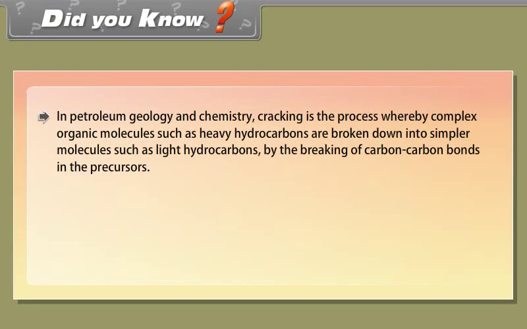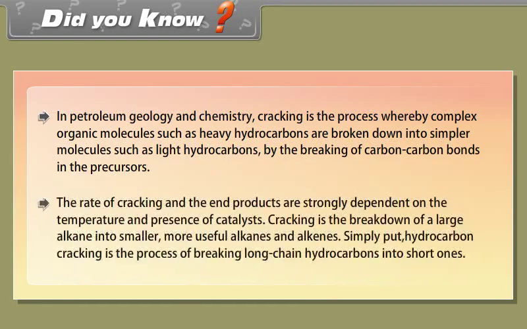Did you know? In petroleum geology and chemistry, cracking is the process whereby complex organic molecules such as heavy hydrocarbons are broken down into simpler molecules, such as light hydrocarbons, by the breaking of carbon-carbon bonds in the precursors. The rate of cracking and the end products are strongly dependent on the temperature and presence of catalysts. Cracking is the breakdown of a large alkane into smaller, more useful alkanes and alkenes. Simply put, hydrocarbon cracking is the process of breaking long-chain hydrocarbons into short ones.